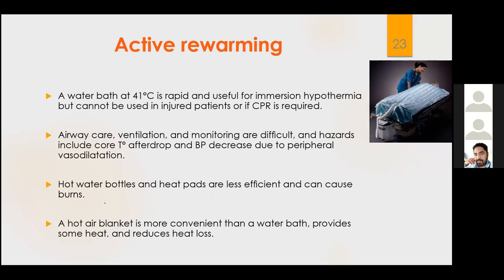So what we can do, as we do in our trust, is give a Bair Hugger blanket, like shown in this picture. It's a hot air blanket, and there's a machine which gives warm air and will warm the patient.